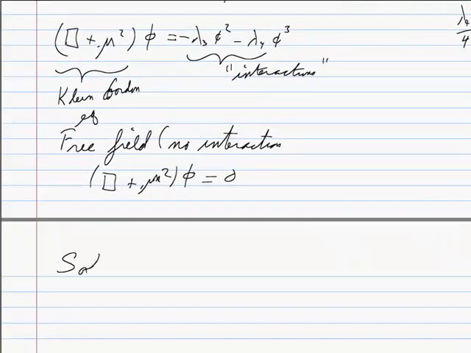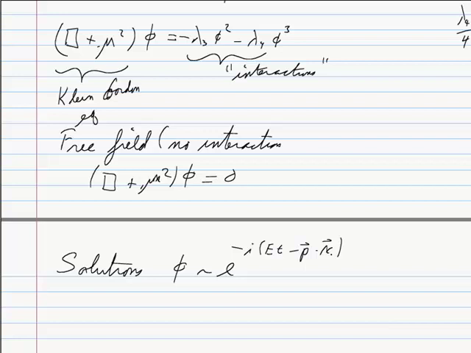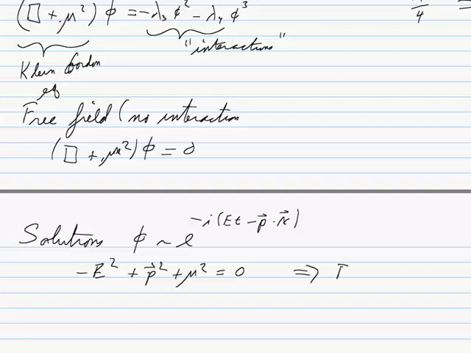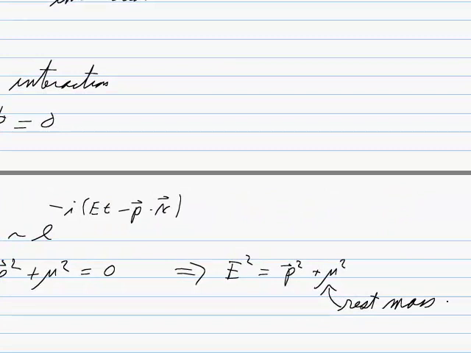And it's easy to solve. The typical solutions we look for look like plane waves, e to the minus i (Et minus p dot x). The equations of motion then turn into minus E squared plus p vector squared plus mu squared equals 0. So it tells us that the energy squared is p vector squared plus mu squared. And that's the relativistic energy momentum relation where mu is the rest mass. And again with c's in there, there'd be p squared c squared and mu squared c to the fourth, but we've cleaned all that up.